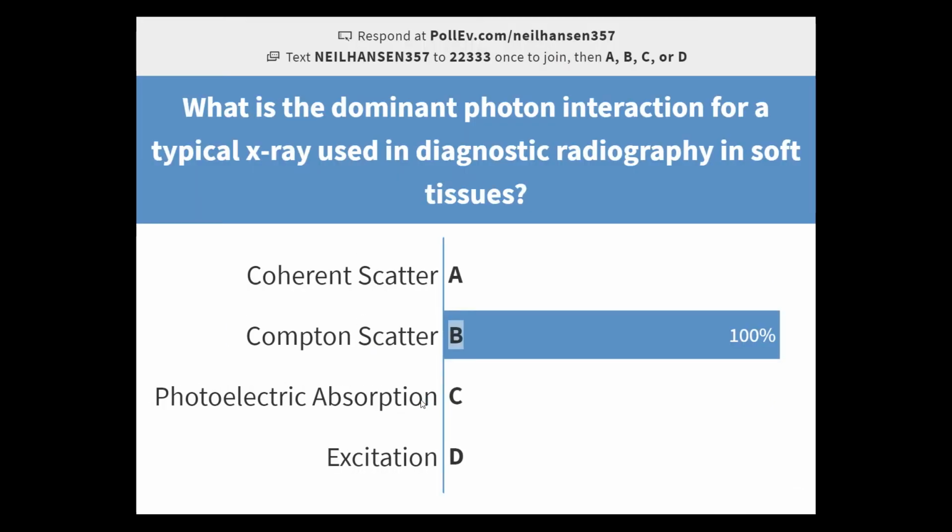Alright, so question. What is the dominant photon interaction for typical X-ray use in diagnostic radiography and soft tissues? You can pause now.